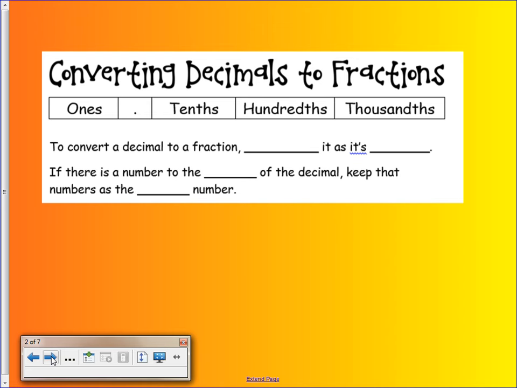So to convert a decimal to a fraction, you write it as it's read. If there is a number to the left of the decimal, keep that number as the whole number. And we're going to talk about what all of this means. If you need to, go ahead and pause the video to fill in these blanks. Otherwise, I'm going to go forward to the examples.